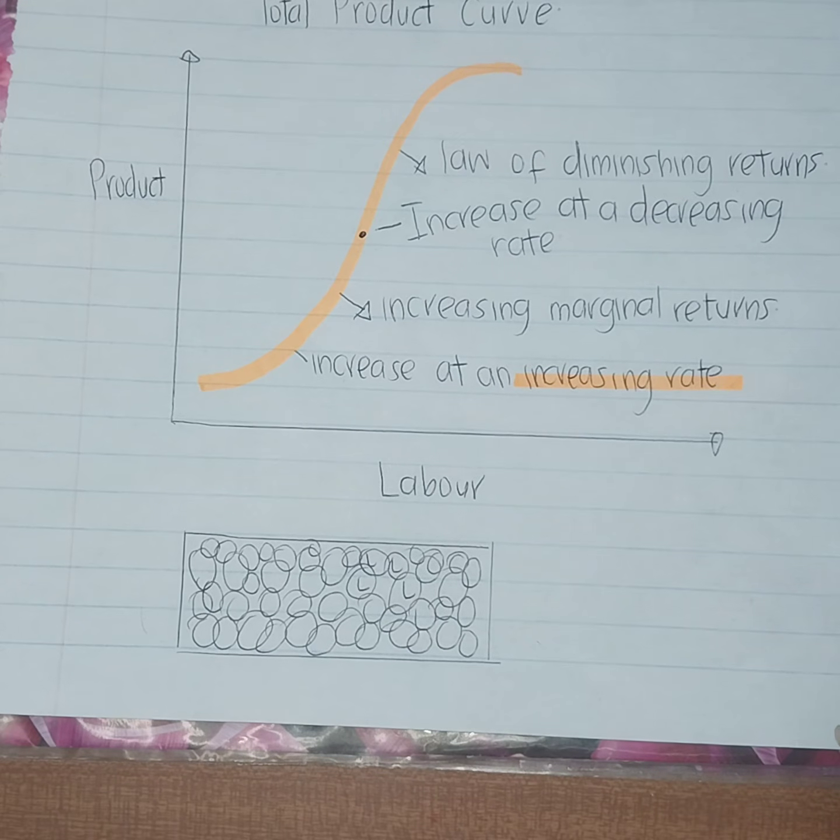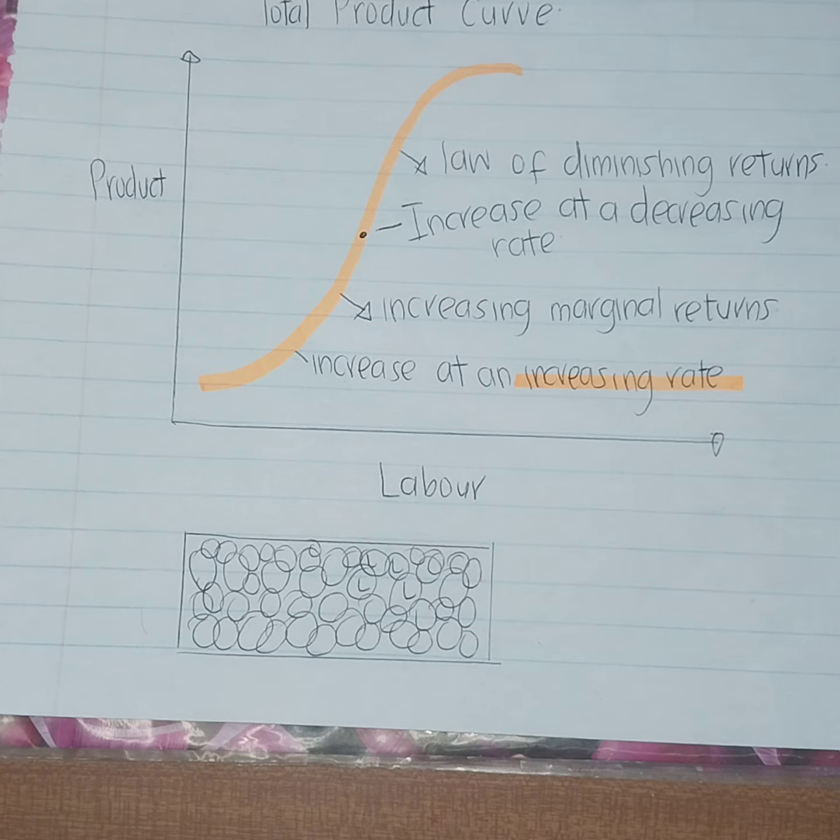The more of variable factors you add to a fixed number of factors of production, you won't be as productive as you were before. In fact, you won't be productive at all, because imagine 10 billion people in one lecture room. They won't even fit. You won't even hear what the lecturer is saying. It doesn't make sense, right? So basically that's what happens. It will start increasing at a decreasing rate.